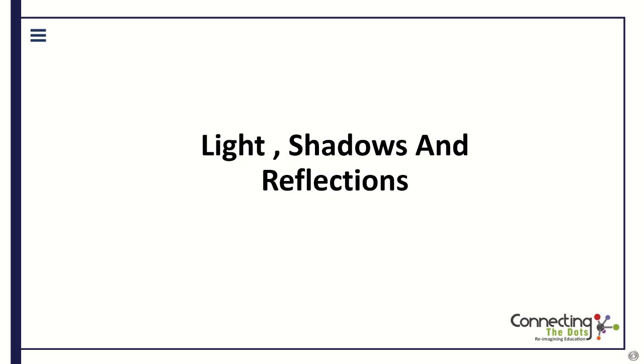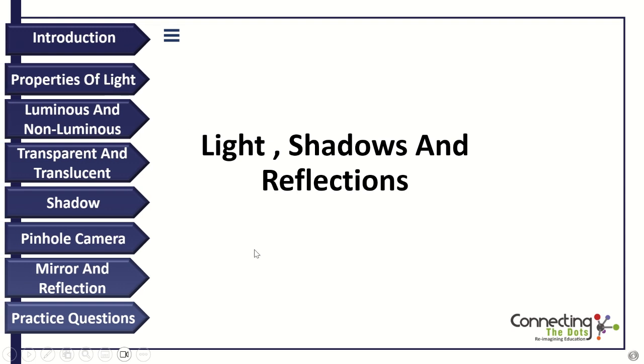In this session, we'll be learning about a new chapter: light, shadows, and reflection. Before going into the chapter, let's understand the various topics that we are learning in this chapter. In the first part of the chapter, you will be understanding what light is and what the various properties of light are. After learning about light, we'll be learning about the different types of objects, that is the luminous and the non-luminous objects. Once we have covered the luminous and non-luminous objects, we'll be learning about another classification of objects, that is transparent, translucent, and opaque objects.